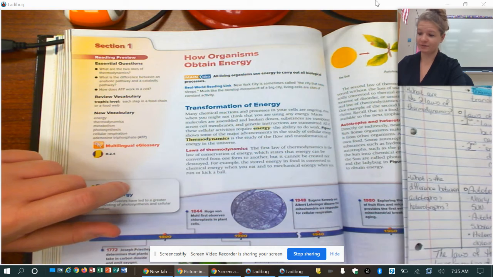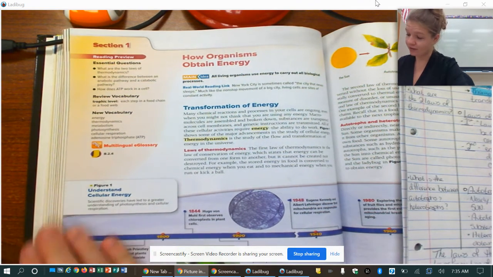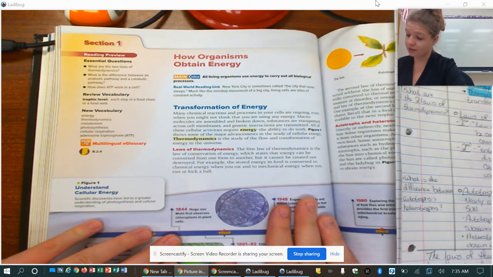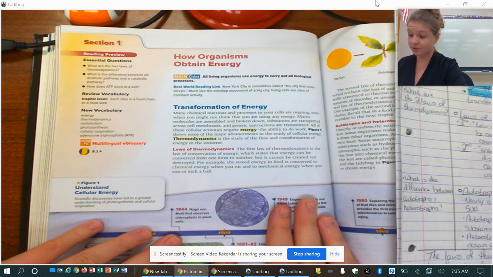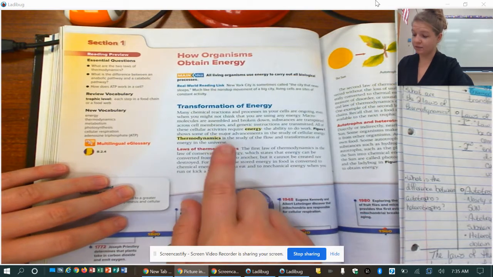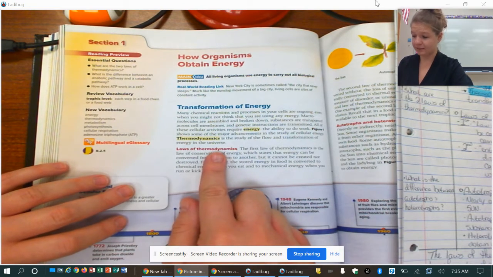Let's read about the transfer of energy. Many chemical reactions and processes in your cell are ongoing, even when you might not think you are using any energy. Macromolecules are assembled and broken down. Substances are transported across cell membranes, and genetic instructions are transmitted. All of these cellular activities require energy, which is the ability to do work. Figure 1 shows some of the major advancements in the study of cellular energy. Thermodynamics is the study of flow and transformation of energy in the universe. And then I saw that there were going to be laws of thermodynamics.